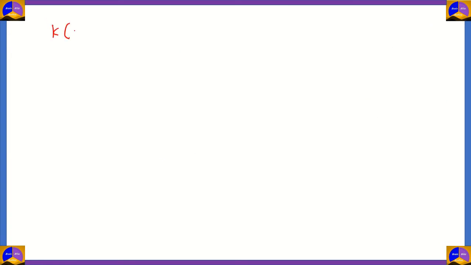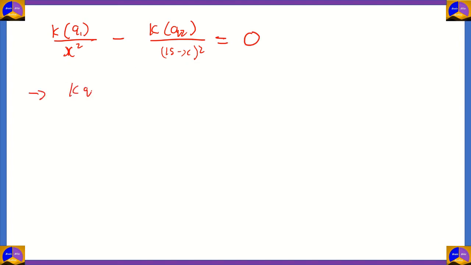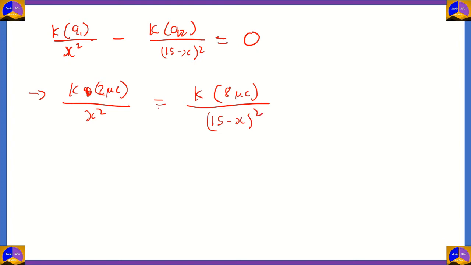That means K times Q1 divided by x squared minus K times Q2 divided by 15 minus x the whole squared equals 0. Now, from this relation, we can write K times Q1, that's 2 microcoulombs, divided by x squared equals K times 8 microcoulombs divided by 15 minus x the whole squared. So you can cancel out K, 2 goes into 8 4 times, and microcoulomb is 10 raised to minus 6 coulombs, so you can take 10 raised to minus 6 out from both sides. So basically what we have is 1 by x squared equal to 4 divided by 15 minus x the whole squared.